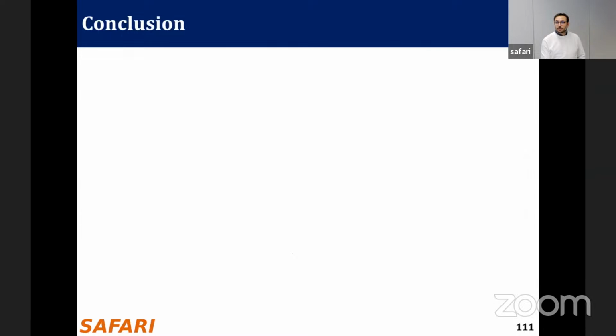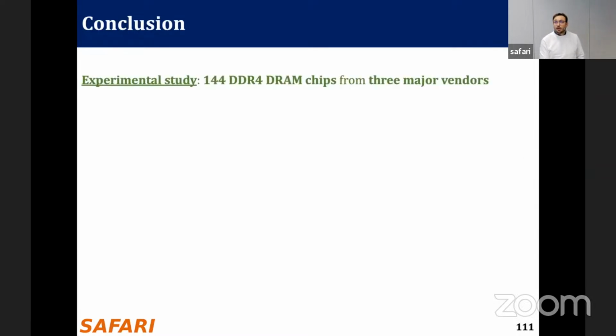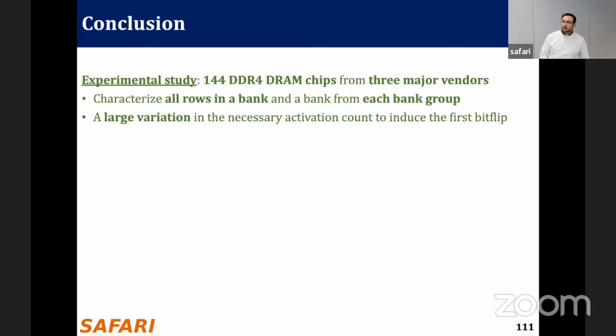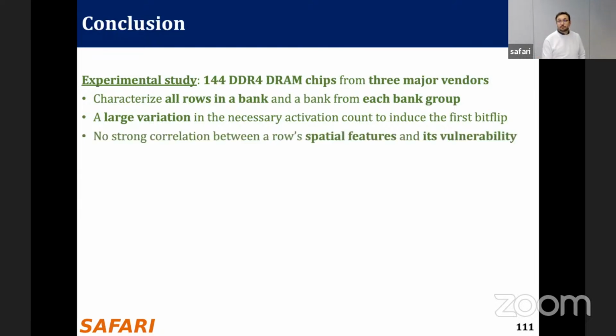And this is the full paper. It will appear in HPCA. In a nutshell, in this paper, we tested 144 DDR4 DRAM chips from 3 major manufacturers and characterized all rows in a bank and a bank from each bank group. And we observe a large variation in the necessary activation count to induce the first bit flip.